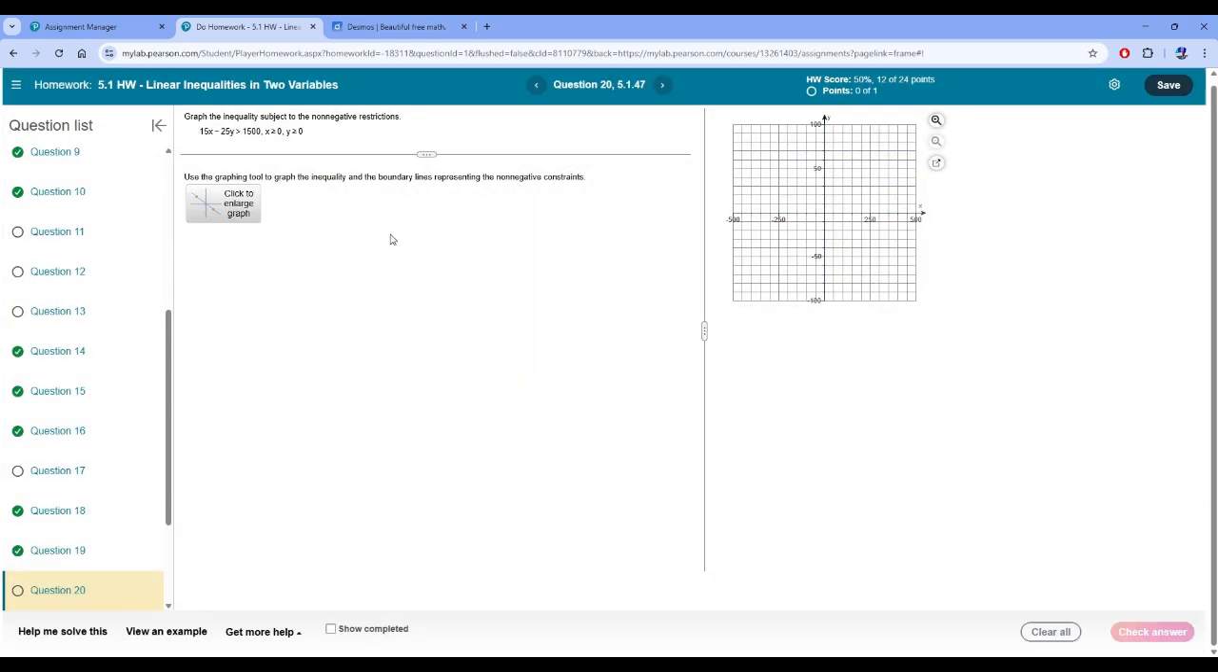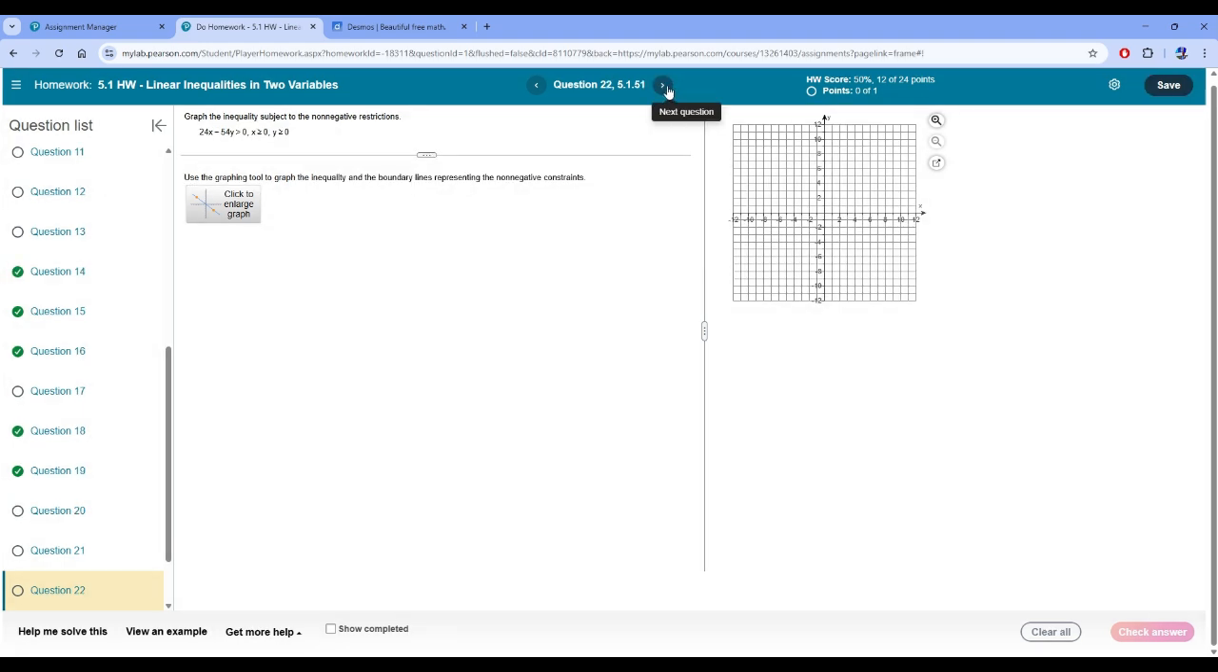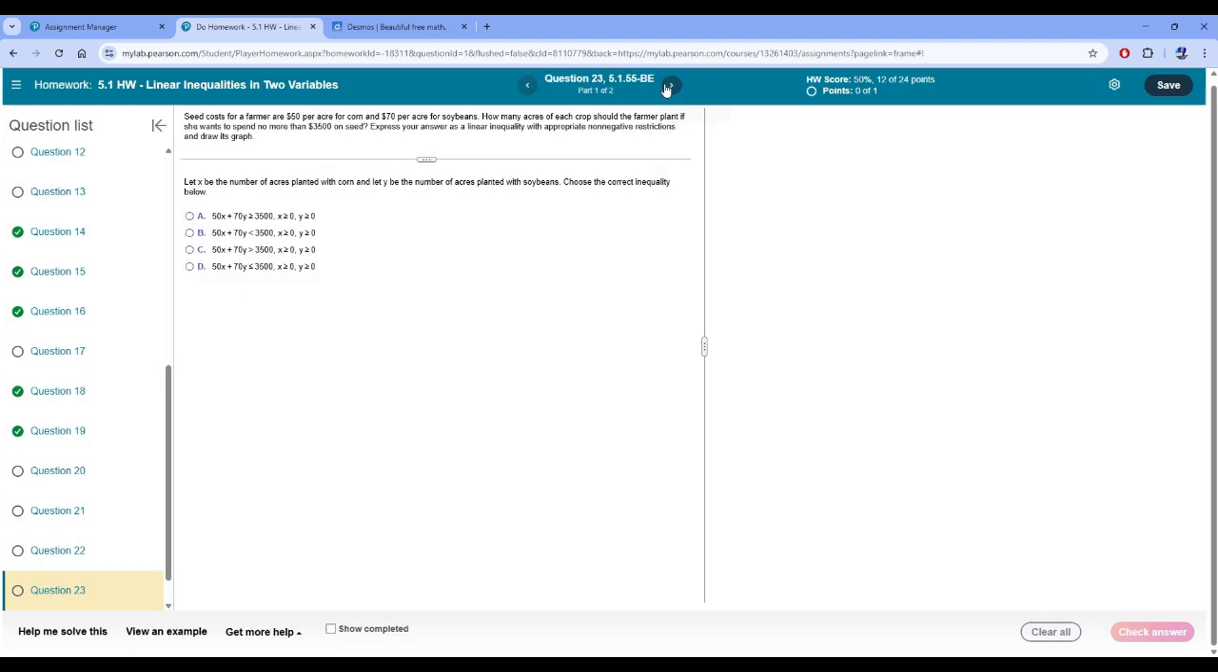Nice. Sweet. Okay. So what is this? The same exact thing. Constraints. Boom. Yep. Non-negative. Same exact thing here. Non-negative. Same exact thing here. Graphing with the non-negative. All right.